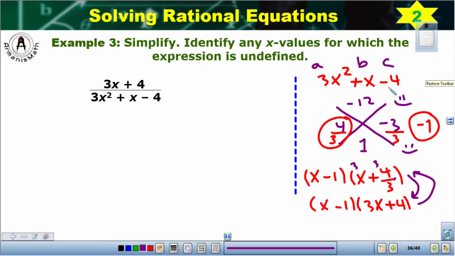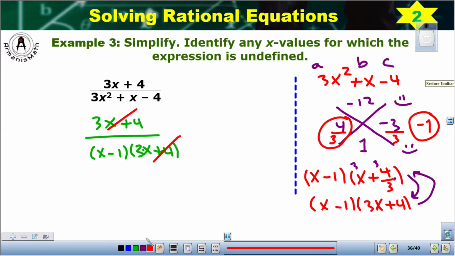So I have at the top 3x plus 4 divided by x minus 1 and the 3x plus 4, which does serve the purpose of canceling here. And in this case, I'm going to end up with 1 divided by x minus 1. Take your time when you review this video afterwards.